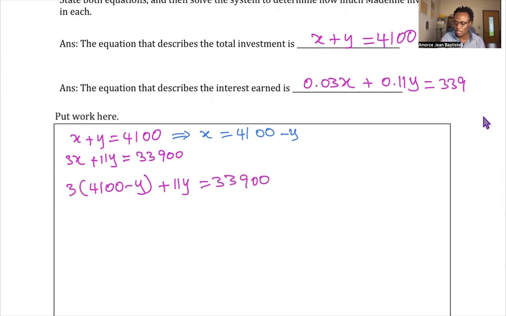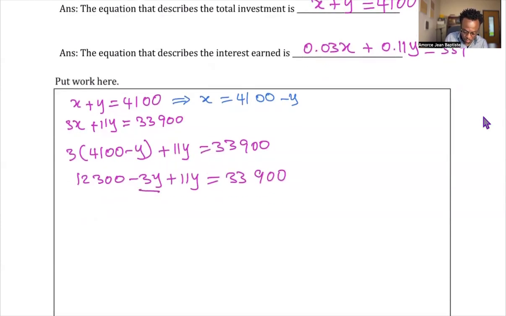So that's 3 times 4,100. 3 times 4,100 is 12,300 minus 3Y plus 11Y equals 33,900. Now we have -3Y plus 11Y is 8Y. If we subtract 12,300 on both sides, that is 33,900 minus 12,300. That equals 21,600.